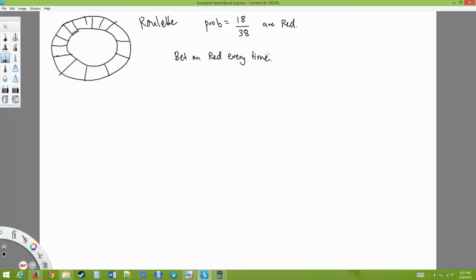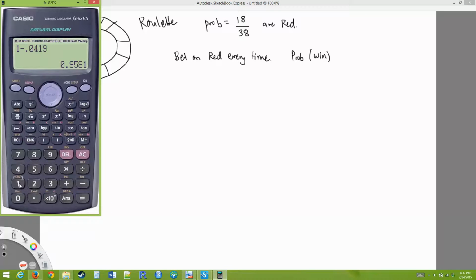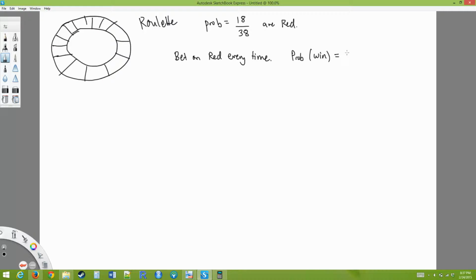Okay, so the probability he wins any one game is 18 out of 38. Or the probability of a win, 18 divided by 38, is 0.4737. Is that okay?